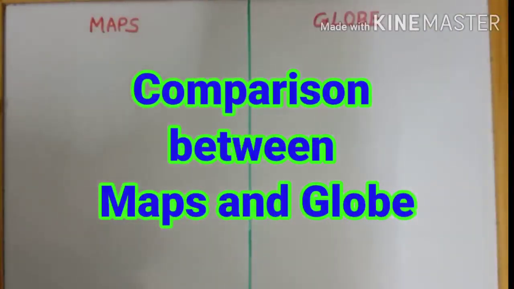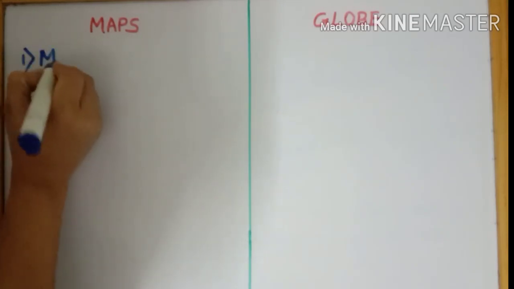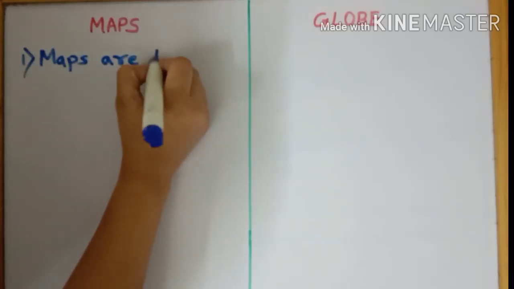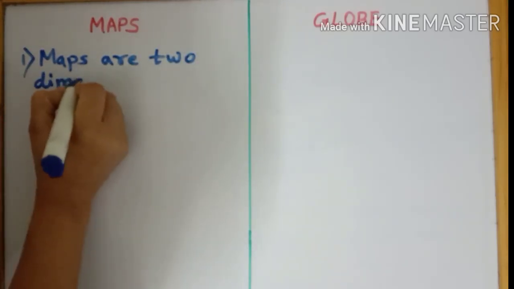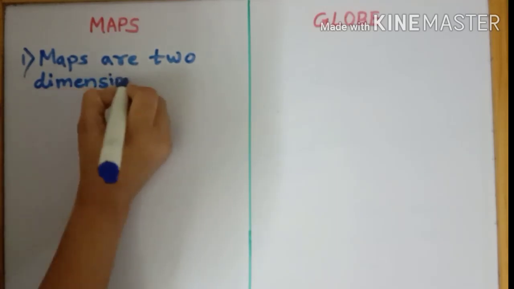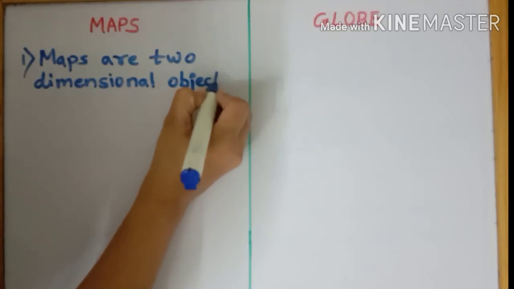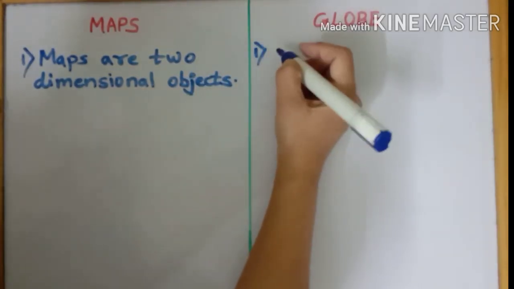Students, let's see the comparison between maps and globe. Here is the first point. Maps are two-dimensional objects, while globe is a three-dimensional object.